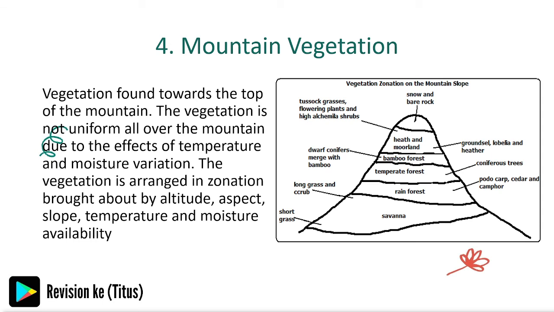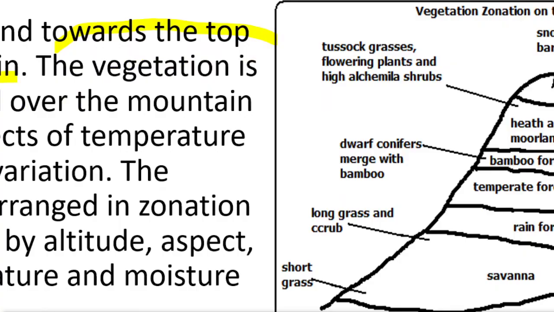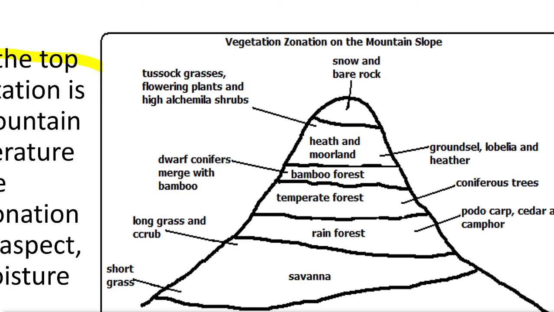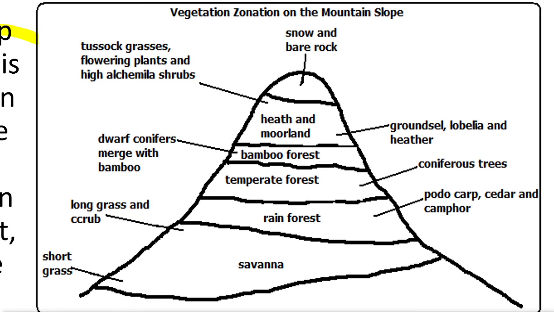This is vegetation found towards the top of the mountain. The vegetation is not uniform all over the mountain due to the effects of temperature and moisture variations. And so we have this diagram here. Vegetation zones on the mountain slope.